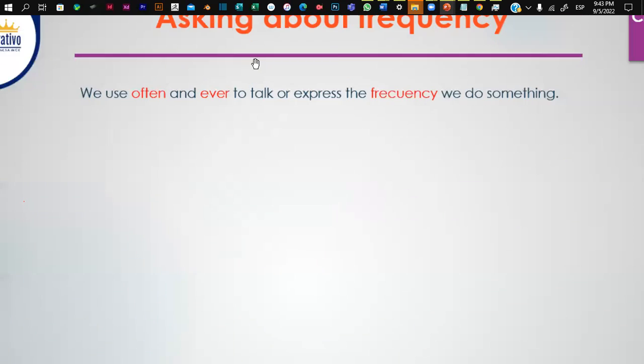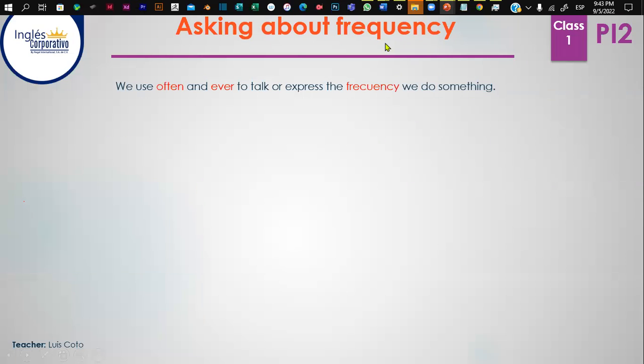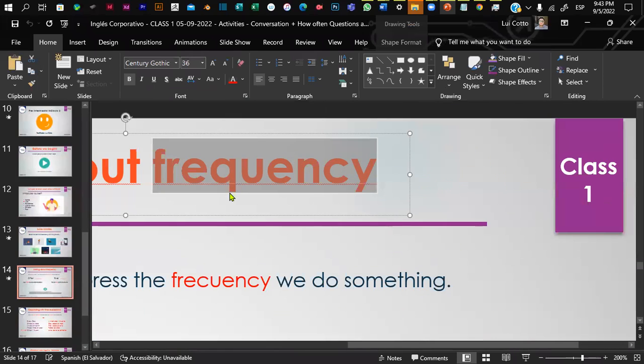What is the title in this part? Asking about frequency. Can you read it again? Asking about frequency. Okay, good. You did good, okay? But I have a problem with the word frequency.